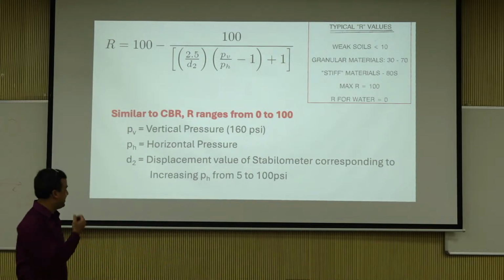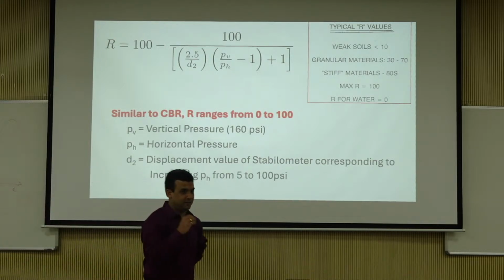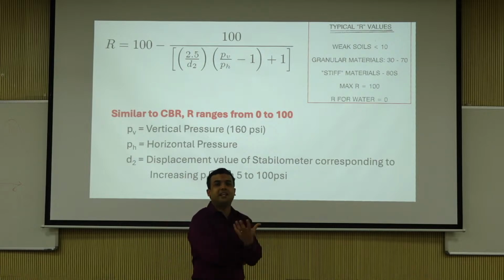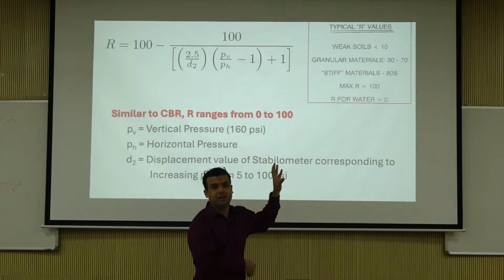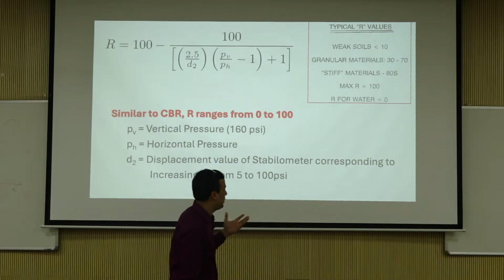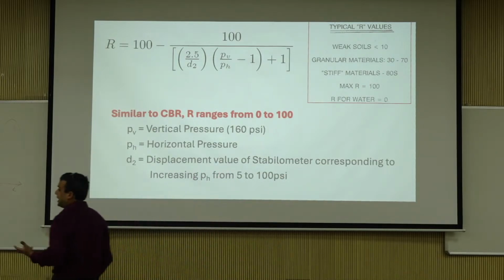So, but again, it's still an index test. It doesn't give you constitutive values, but at least the index is based on Poisson's effects and stuff like that, which is what I like, right? So that's what R value is.